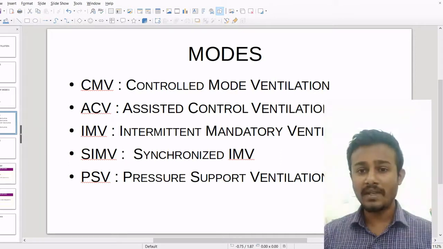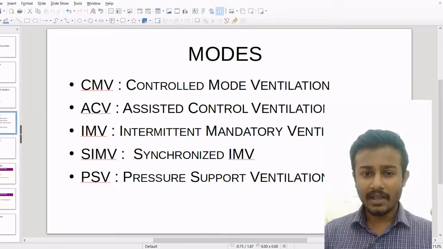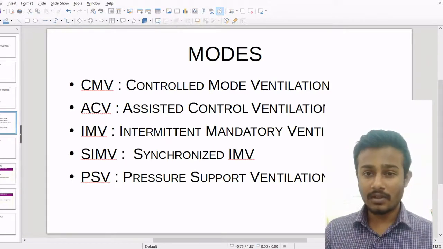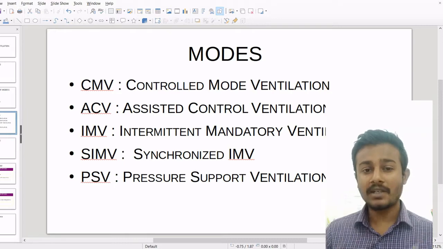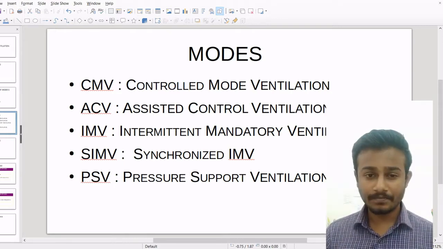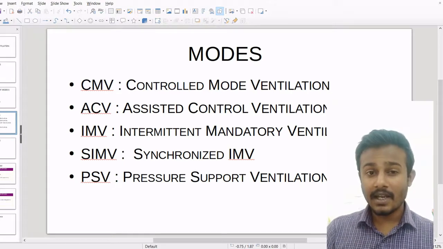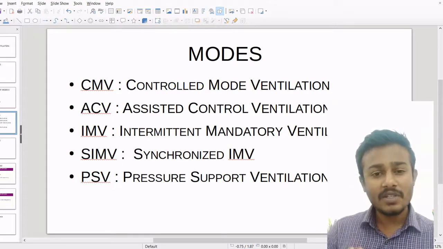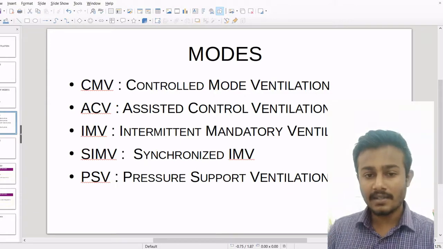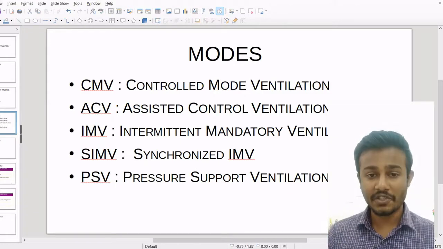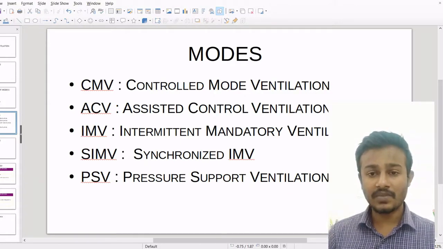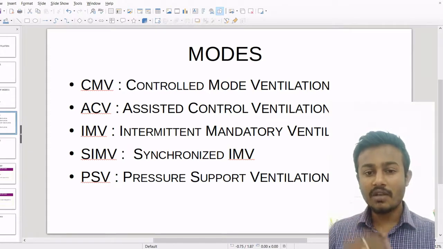Then we have PSV, pressure support ventilation, in which there should be spontaneous breathing. In pressure support ventilation, the patient is capable of breathing on his own. He himself initiates it, and then the machine helps him continue and end the cycle by providing a certain amount of pressure. So that's PSV. PSV is only used in weaning.